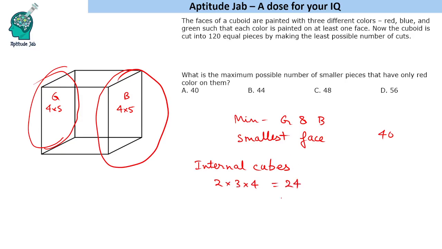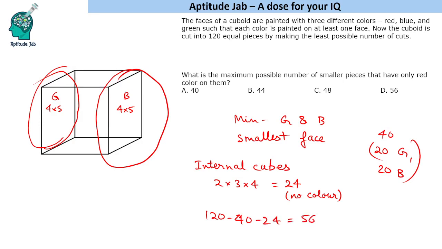So these 24 had no color, and of these 40, 20 had green color and 20 had blue color. So we will remove these. So total 120 pieces minus 40 minus 24. So we get the answer as 56. So maximum 56 pieces can have only red color on them.